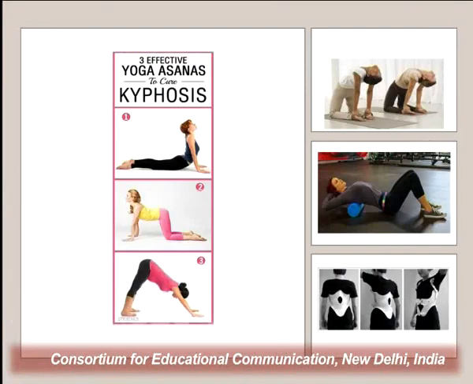Here we can see some of the exercises which are very effective as far as the kyphosis deformity is concerned. You can see in the picture most of the yoga asanas: the snake pose, the bhujangasana and cat pose, then Utkatasana, and you can also wear some kind of brace to cure this kind of deformity.